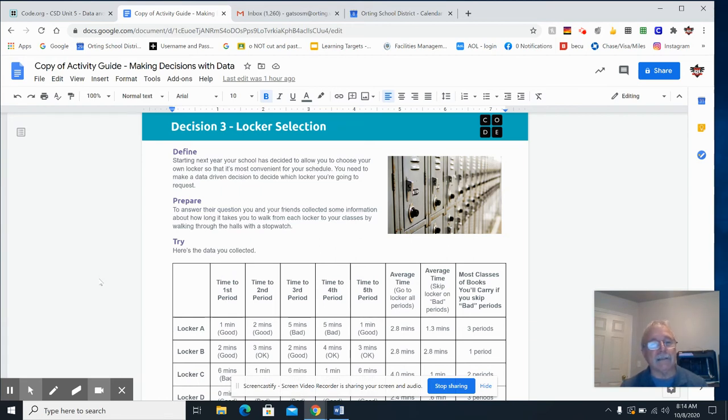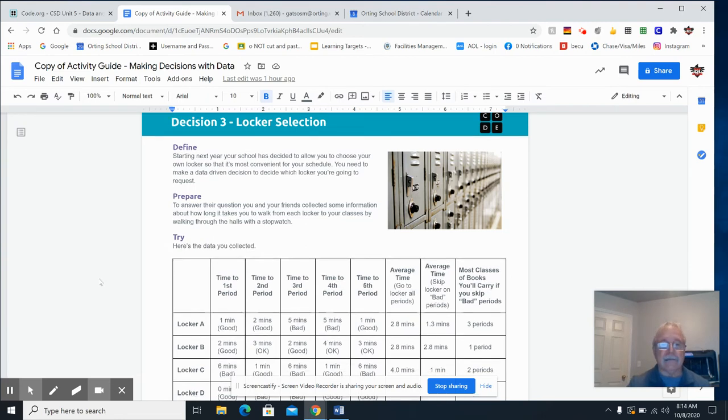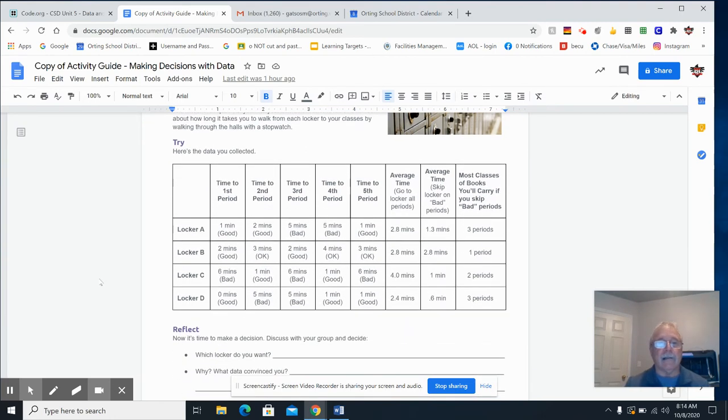Okay, our try was, here's the data that was collected. Based on our data collected, locker A, time to first period, 1 minute, which is good. Time to second period, 2 minutes, which is good. Time to third period, that wasn't so good, that was bad, based on locker A. Time to fourth period, and so on. So take a good look at all of these and draw some conclusions based on what you see, and we'll come back and answer the questions.